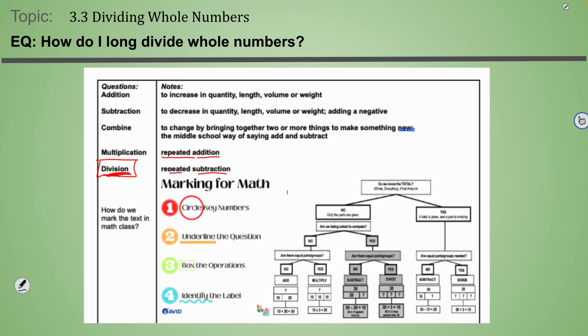Make sure that you know how to mark the text in math class. It's called marking for math. We circle key numbers, we underline the question, we box the operation, and identify the label. And this one I need you to put stars next to, because the label is required for any word problem. Don't worry about this table yet. We'll talk about that more when we have different word problems.